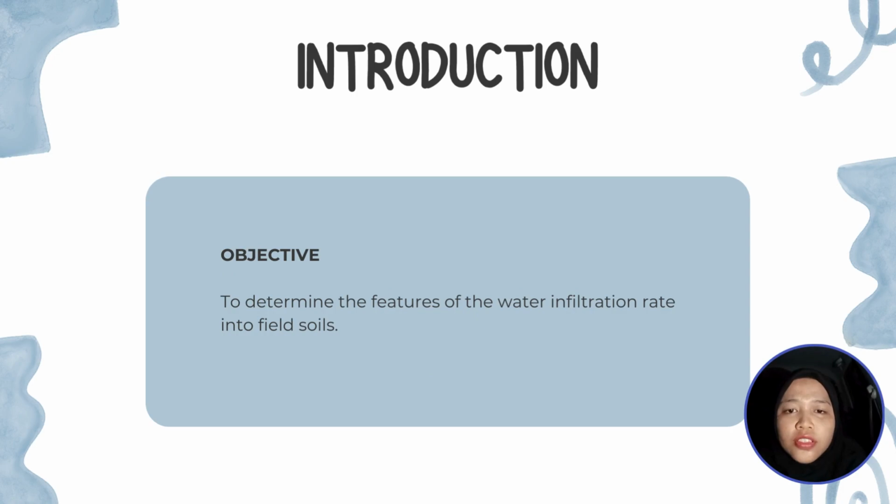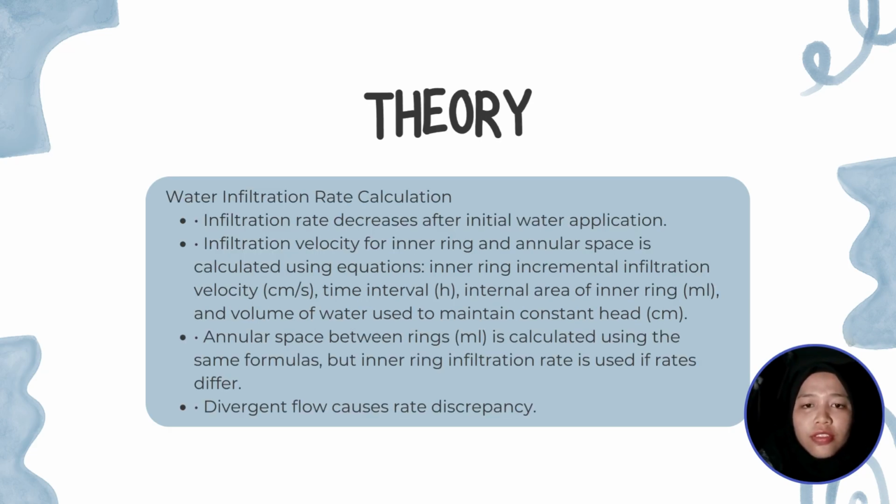Next, the objective is to determine the feature of water infiltration rate into field soil. The infiltration rate of the water decreases sharply over time after initial water application. To convert this into the incremental infiltration velocity for the inner ring and annular space, the following equations are used.